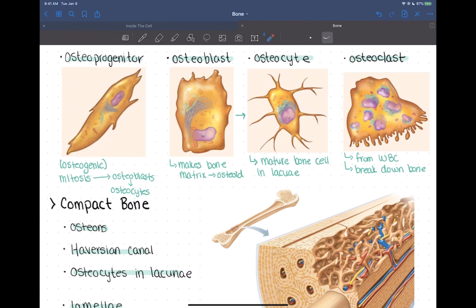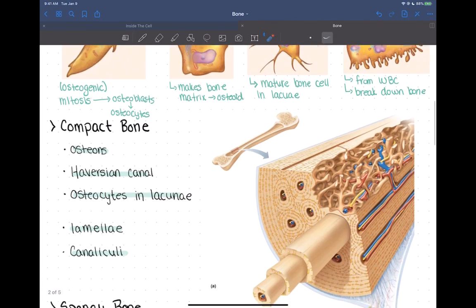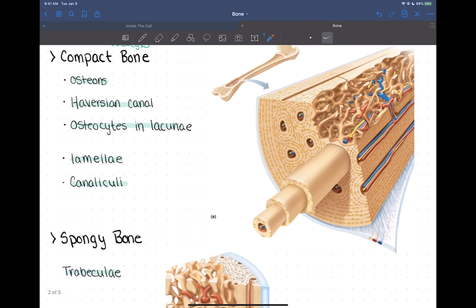So now let's just review our bone tissue. So we talked about this in our tissue chapter, so this should be a little bit of a review. All right, here we go. So we're going to start with our compact bone. So in compact bone, it contains osteons, okay? And so that's unique, right? So compact bone contains osteons and spongy bone does not, okay?